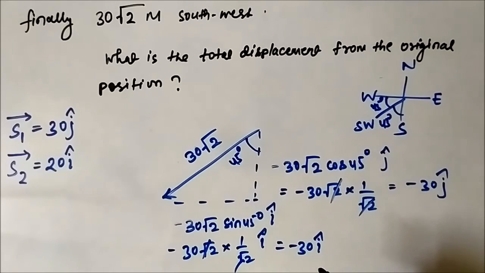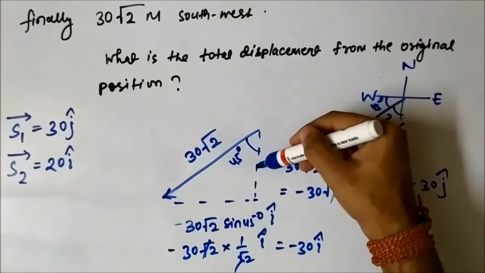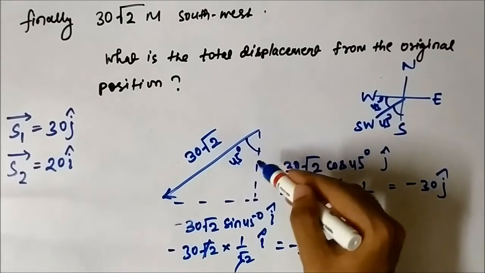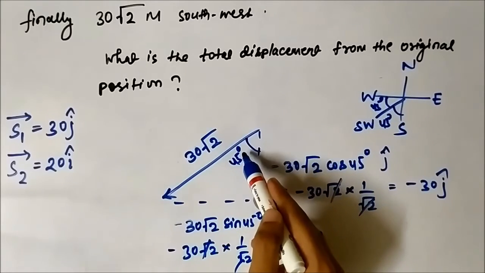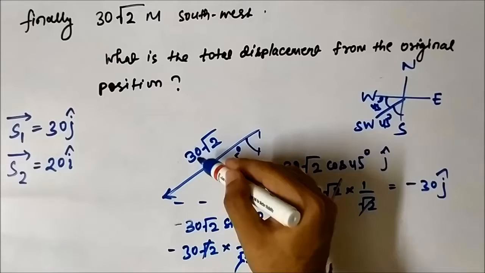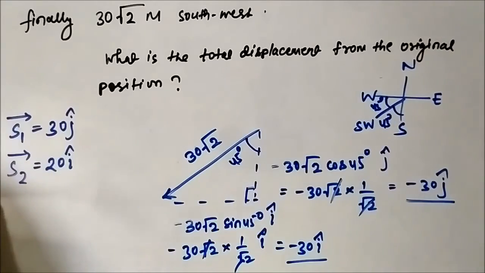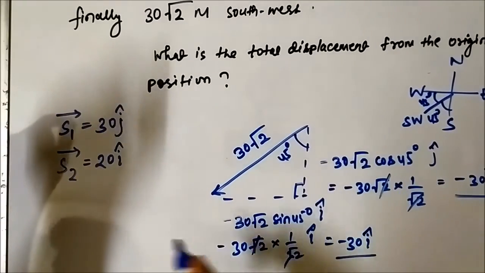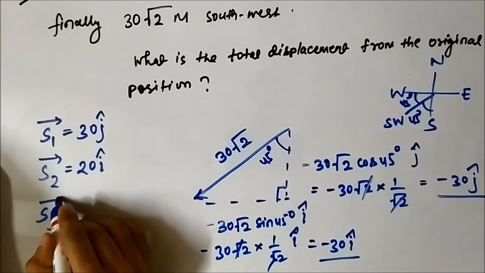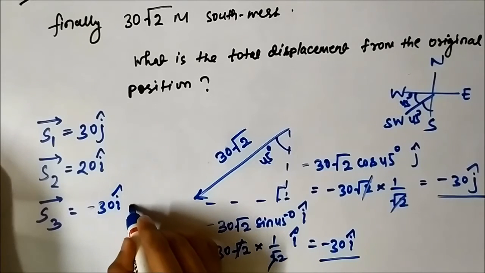Okay, this component. So we have just used basic trigonometric laws. Cos 45 degrees is base by hypotenuse, this is the hypotenuse, so base is equal to hypotenuse into cos 45 degrees. Similarly here, sin 45 degrees is perpendicular by hypotenuse, so perpendicular is equal to hypotenuse magnitude into sin 45 degrees. So we have got the components of this southwest, S3. So we can represent S3 vector as minus 30 I cap minus 30 j cap.